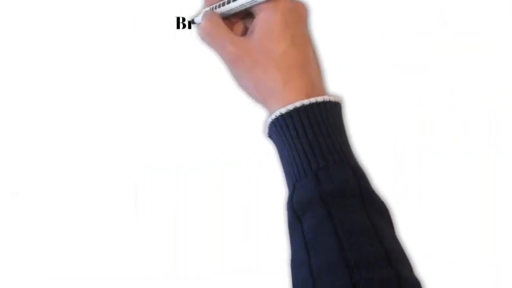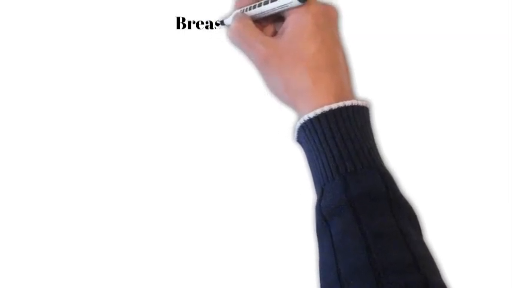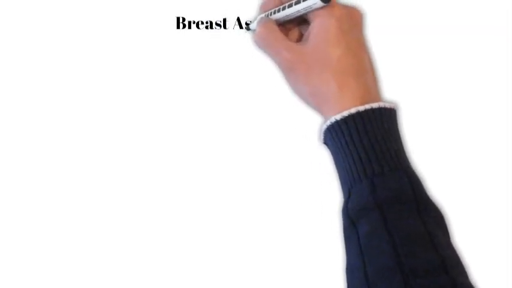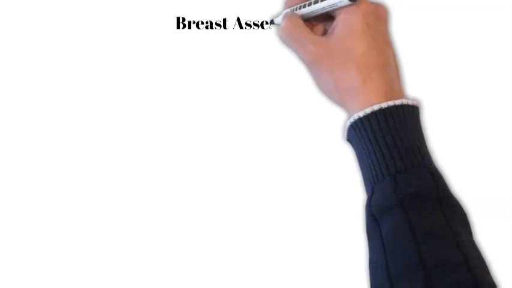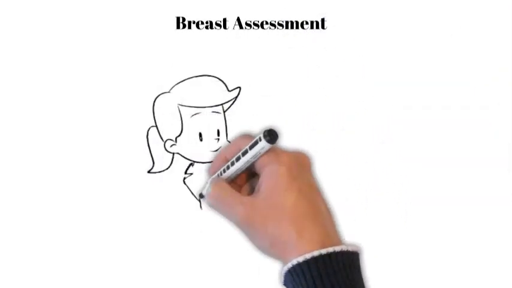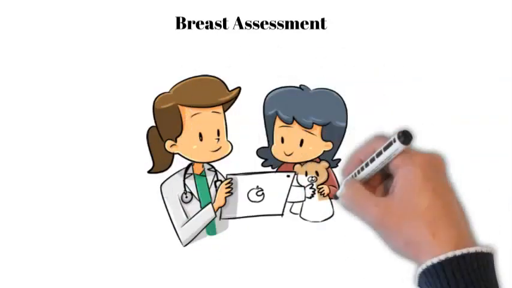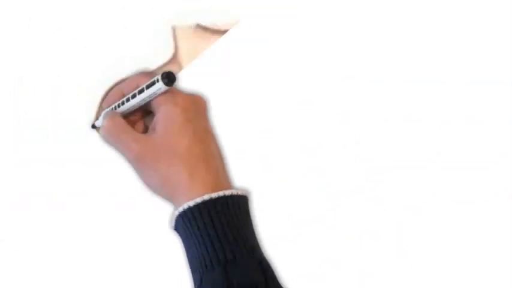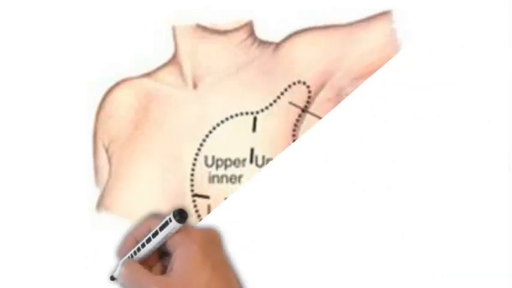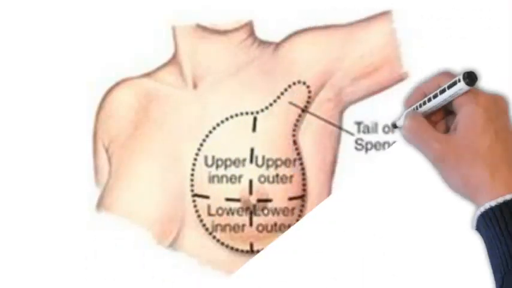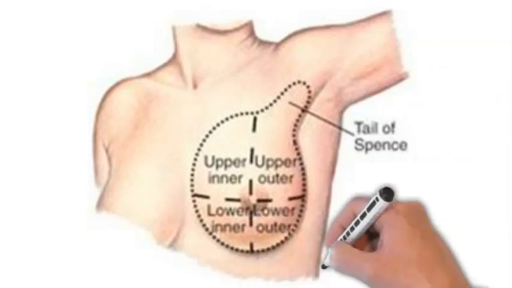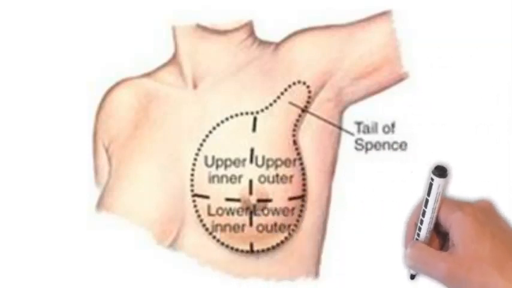Breast assessment. Now let's dive into the objective assessment of the breast. This includes inspection and palpation. Breast assessment is an important part of the physical exam for women. It involves a visual inspection and palpation of the breasts and axillary lymph nodes. During a breast exam, the clinician will look for changes in size, shape, and symmetry, as well as any skin changes such as dimpling, puckering, or redness. They will also feel for any lumps, masses, or areas of tenderness in each of the 4 quadrants.